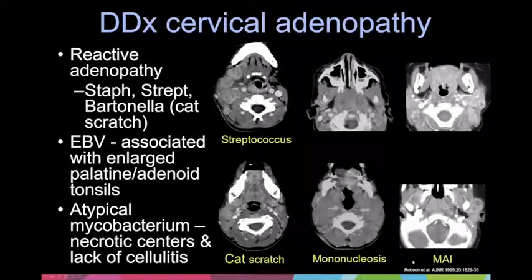Non-tuberculous mycobacterium may present with cervical involvement, and the key to this diagnosis, shown by Dr. Robeson several years ago now, is the presence of small necrotic areas within the lymph nodes that are involved. In this patient, periparotid and intraparotid in location, and the absence of associated adjacent cellulitis.